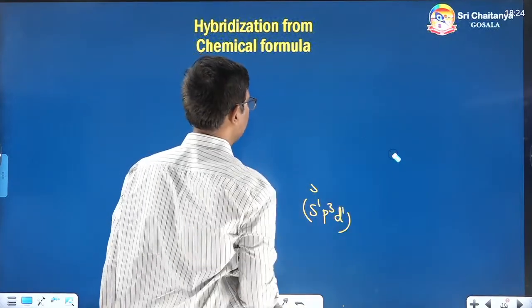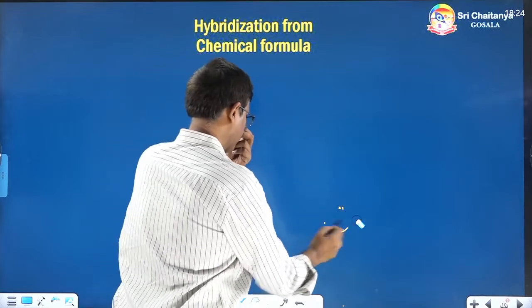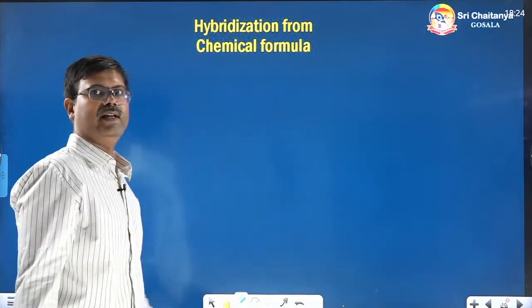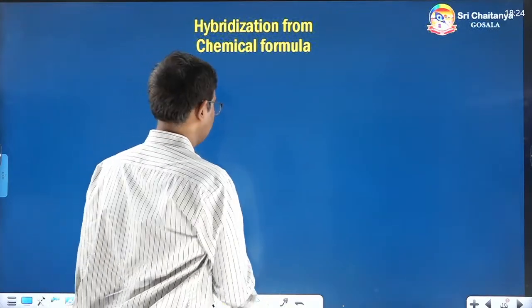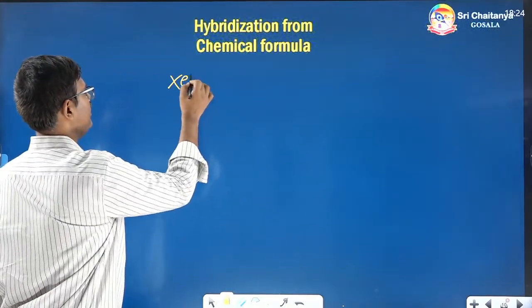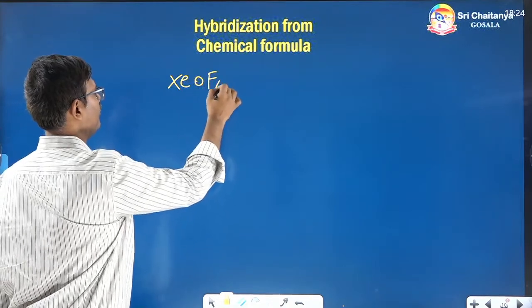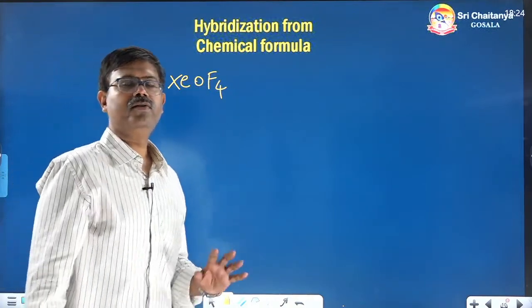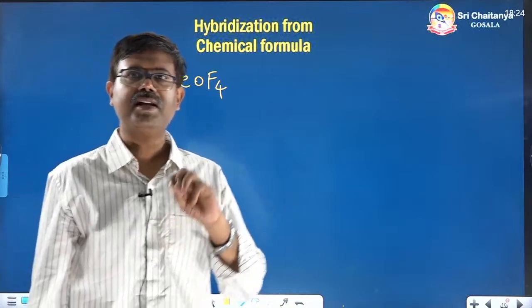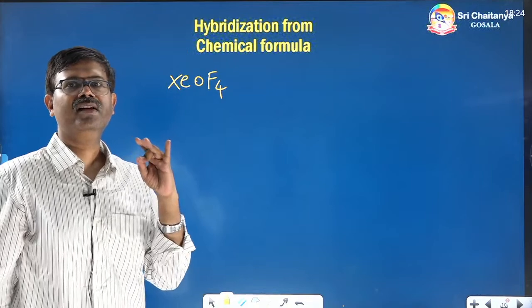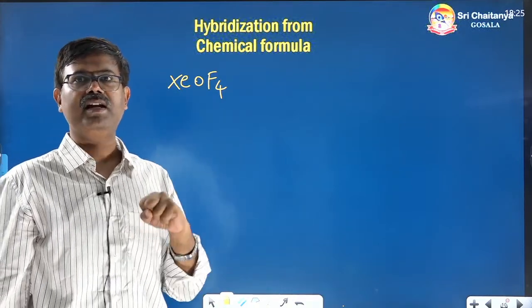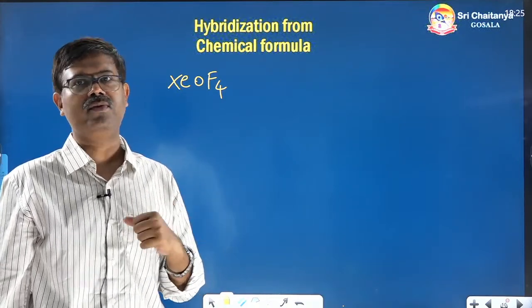Now, we will take one more example: XeOF4. Here you will first get one confusion. Sir, here three elements are there: xenon, oxygen and fluorine. Which one do we have to take as the central atom? Which are the surrounding atoms?